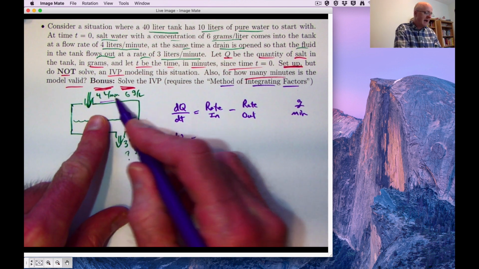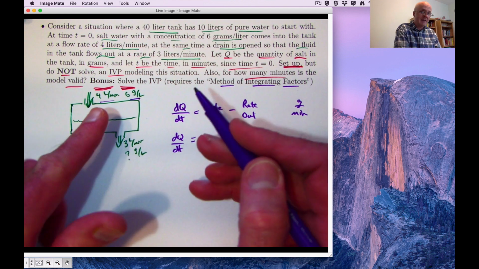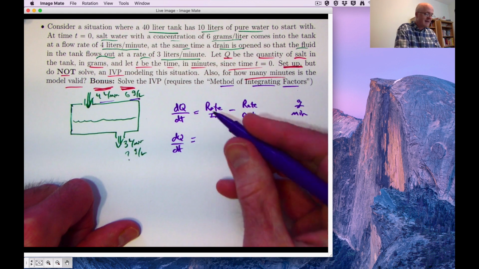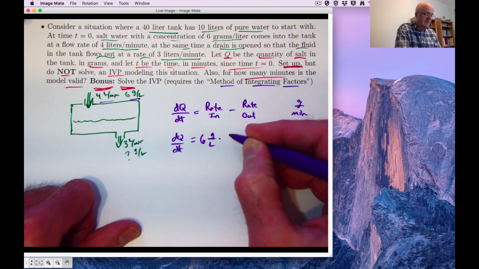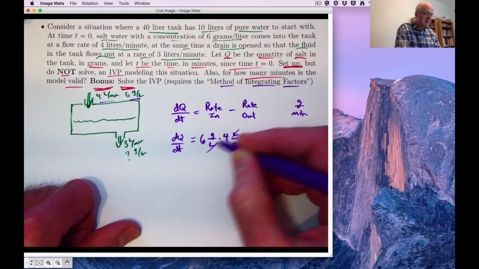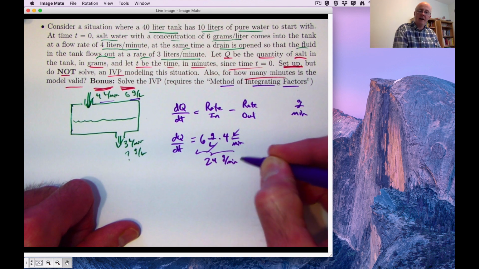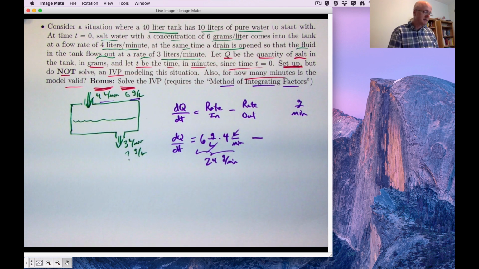Both of these numbers do not have units of grams per minute, but if I multiply them, the liters cancel and the final answer is in grams per minute. Yeah, that's how fast salt is coming in. 6 grams per liter times 4 liters per minute. The liters cancel. This is the same as 24 grams per minute. It's a constant rate in because it's a constant flow rate and a constant concentration.